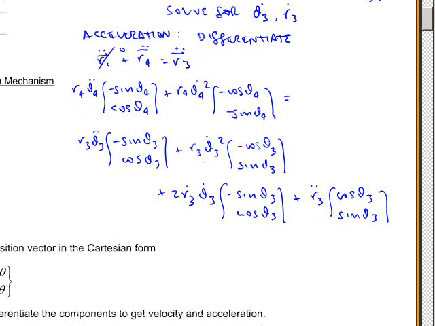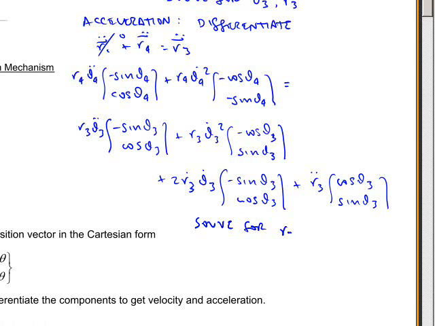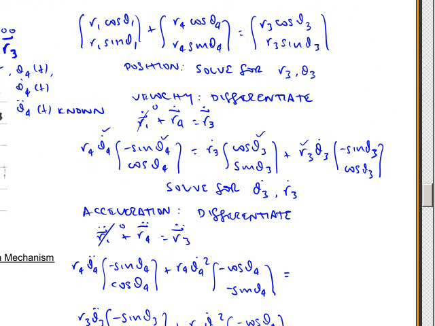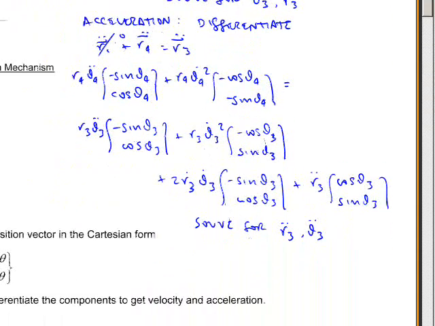So this big equation I have here, acceleration analysis means I solve for r3 double dot and theta 3 double dot. If I've done my position analysis, I know all the angles and I know r3. If I've done my velocity analysis, I know all the theta dots and r3 dot. So as you can see, if your position unknowns are r3 and theta 3, your velocity unknowns are r3 dot and theta 3 dot, and your acceleration unknowns are r3 double dot and theta 3 double dot. So there's your crash course in loop analysis.